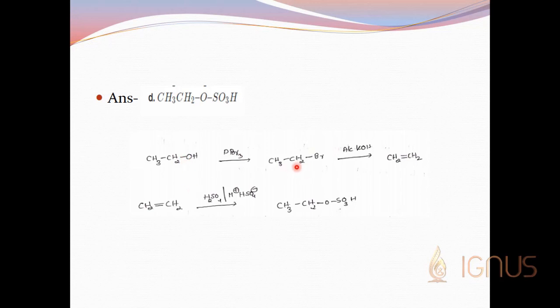When we treat this ethyl bromide with alcoholic KOH, we will be getting ethene because it will undergo elimination. Hydrogen from this carbon and bromine from next carbon will eliminate to give ethene. When we treat this ethene with the H2SO4, it is an addition according to Markovnikov's rule. Here we can write H2SO4 as H plus and HSO4 minus. Hence it will add across this C=C double bond to give the following compound. This is the answer for this question.